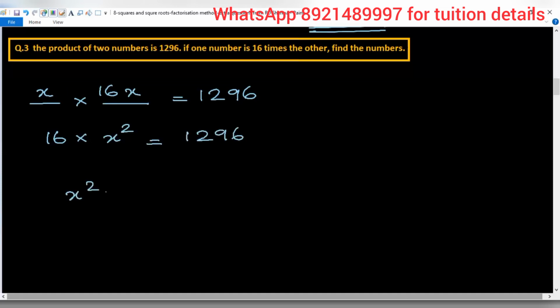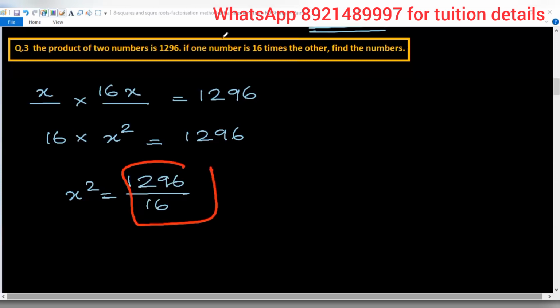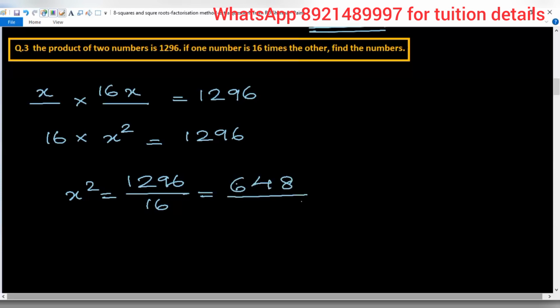Okay, so what is x square? As we do in algebra, we have to take the 16 to the right side. 16 is multiplied with x square. When it's taken to the right side, it becomes division. Okay, so it is 1296 divided by 16. See, both these numbers are even numbers, right? So we can divide them by 2 to make the fraction simpler. Okay, 6, then 4, then 8, right? 648 is there in the numerator, and in the denominator we have 8.